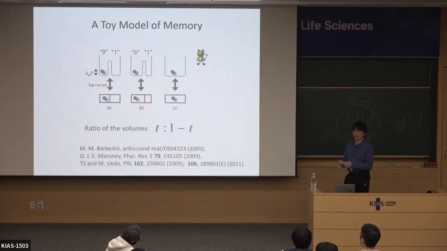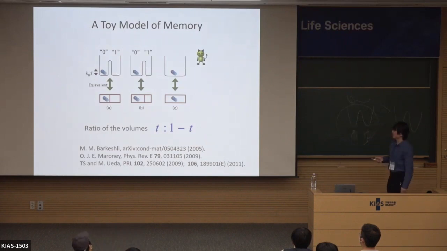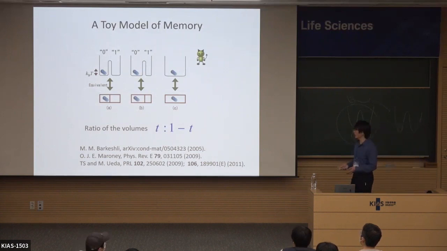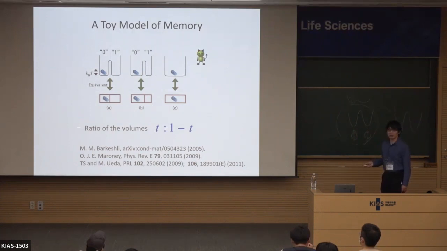Now I wouldn't skip the example. This is a very, very simple example. This is a model of a memory. For example, this is a symmetric memory, and this is an asymmetric memory. The energy is degenerate, but we have different phase space volume for the left and right. Then we can also replace this double potential with two boxes. This looks very similar to the Szilard engine, but this is a memory of the demon itself. So we model the memory as just these boxes. We can control the ratio of the volume of these boxes, and that reflects the asymmetry of the memory. If T is 1/2, this is symmetric, and if T is not 1/2, it is not symmetric.